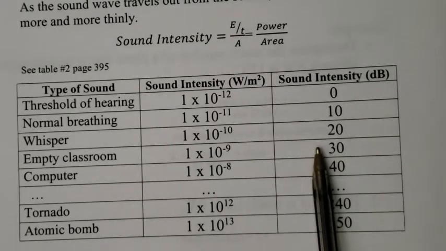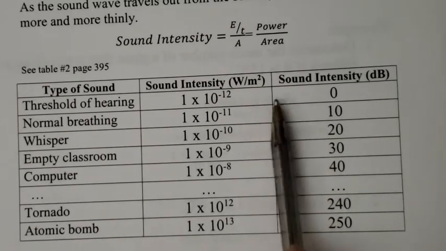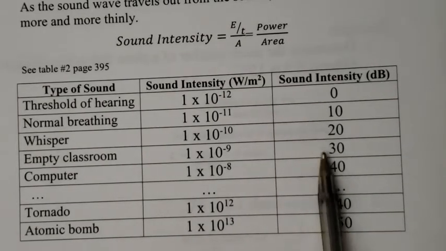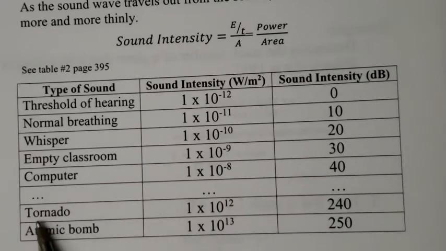You've seen this before in grade 10 science. The pH scale is a step of 10; every pH greater is actually 10 times stronger. The Richter scale is the same thing when dealing with earthquakes. Another one is sound, where every step is 10 times greater. I like this one: a tornado, 1 times 10 to the 12, which is 240 decibels. An atomic bomb is 1 times 10 to the 13, the same as saying 250 decibels.